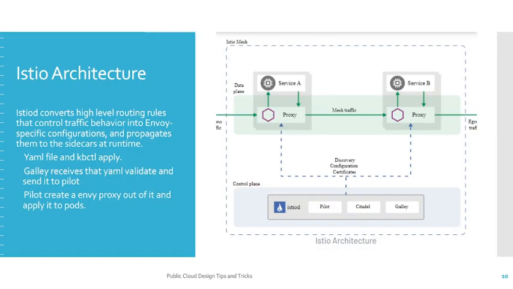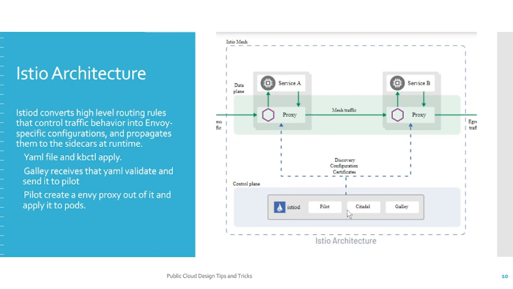Now let's try to understand the architecture of Istio. Istio converts high-level routing rules that control traffic behavior into Envoy-specific configuration and propagates them to the sidecars at runtime. So it enables these proxies as sidecars during the runtime. That means when a request is coming to your cluster, it will first go to the proxy. It will check whether the proxy allows the request or not. Then it goes to service A, and then again it comes to the proxy. Via the proxy, it will go to service B via the mesh traffic. That is what the data plane does.